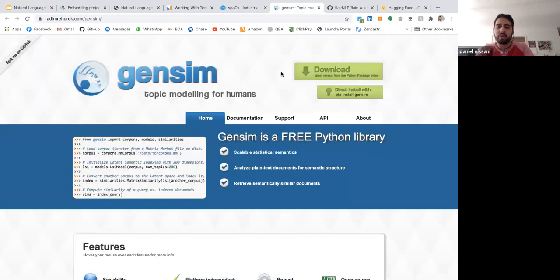Gensim is another great library. Here you can use tools that'll do topic modeling. They have some tools in here for, sorry, that's my dog. He's having a fit right now.